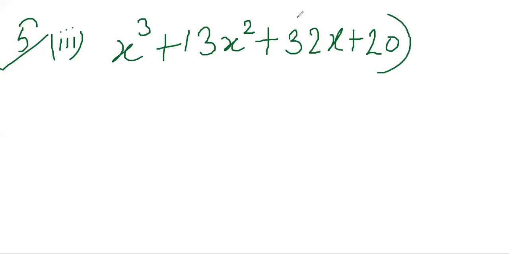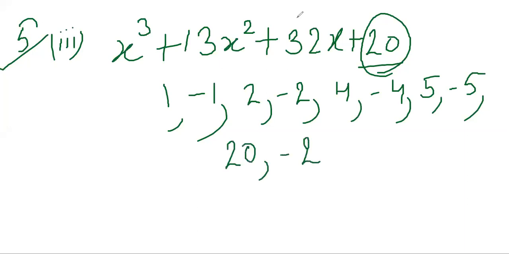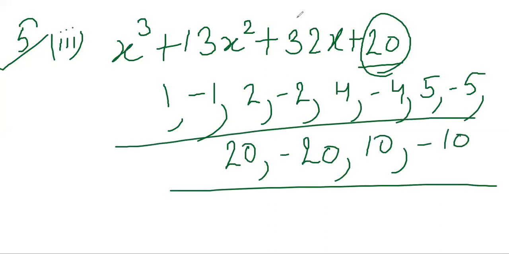So here we have 20, so write down the factors of 20: 1, minus 1, 2, minus 2, 4, minus 4, 5, minus 5, 20, minus 20, and 10, minus 10 also. From these we can choose any number and put it in, right? We can choose 1 or minus 1, likewise. We don't need to put 0 or 3 or any other number. So let's start from 1 first. Let's put 1 here.